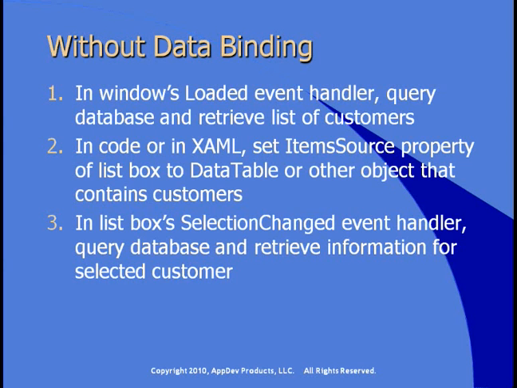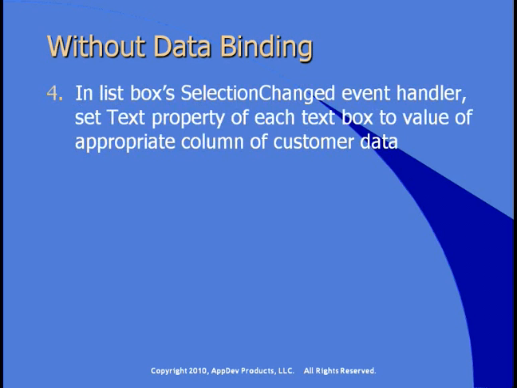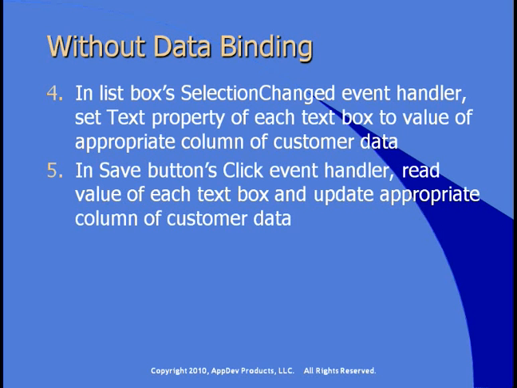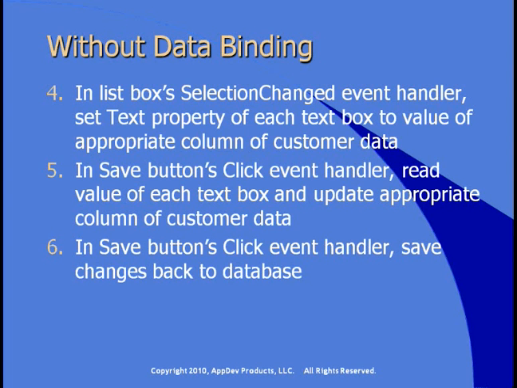Now you need to display that information in the controls in the window. So, in the list box's SelectionChanged event handler, after you run the query, you could set the Text property of each text box to the value of the appropriate column of customer data, one at a time. And then in the Save button's Click event handler, you could read the value of each text box and update the appropriate column of customer data in whatever object's holding the data table or an object, and then you could save the changes back to the database.